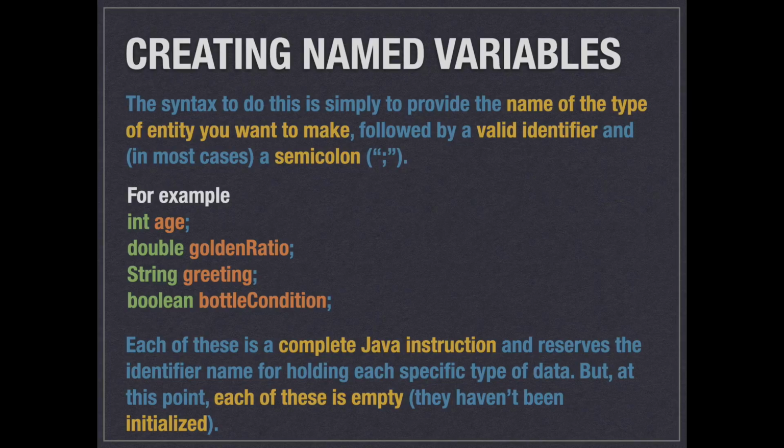And then Boolean bottle condition holds a true false value stored in the variable bottle condition. So just note the three key components. There's the data type, there's the identifier, and there's the semicolon. So when you do that, you've created a variable to use, but it's empty.